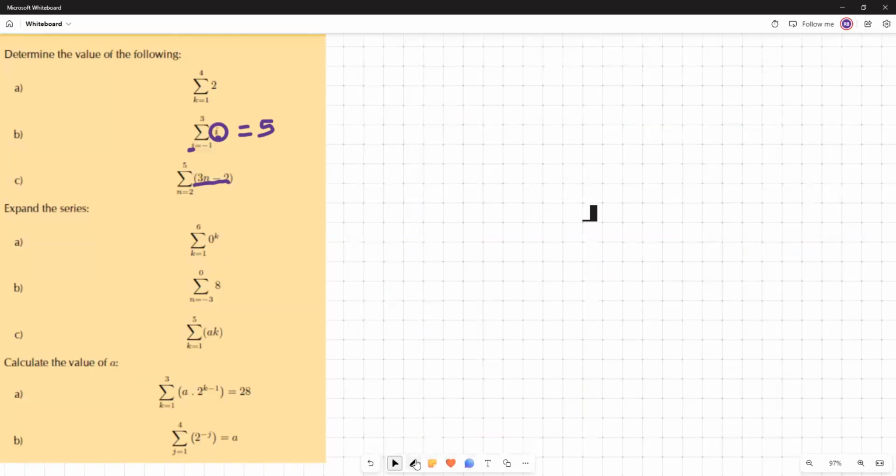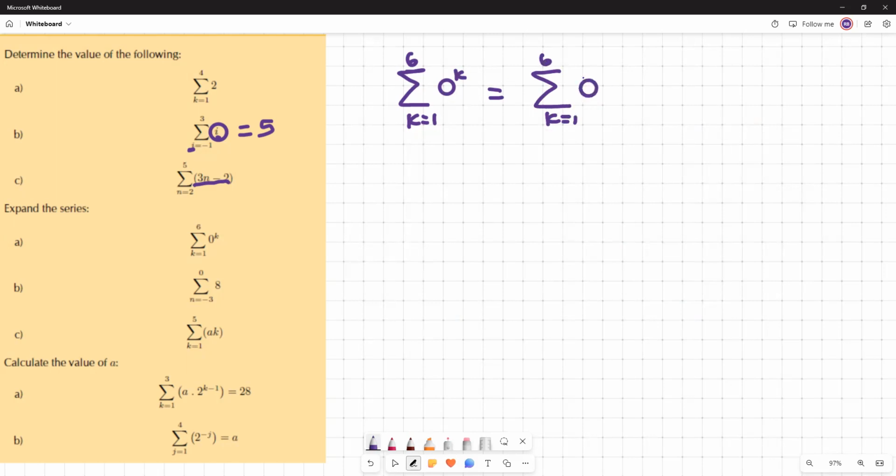So here, ladies and gents, I have this basically. I have k equals to 1, and then 6, and I have 0 to the power k. Do you agree that this can be written as this basically? k equals to 1, and then 6, 0 to the power k will be 0. Do you see it? Because 0 to the power any number, the answer is 0.